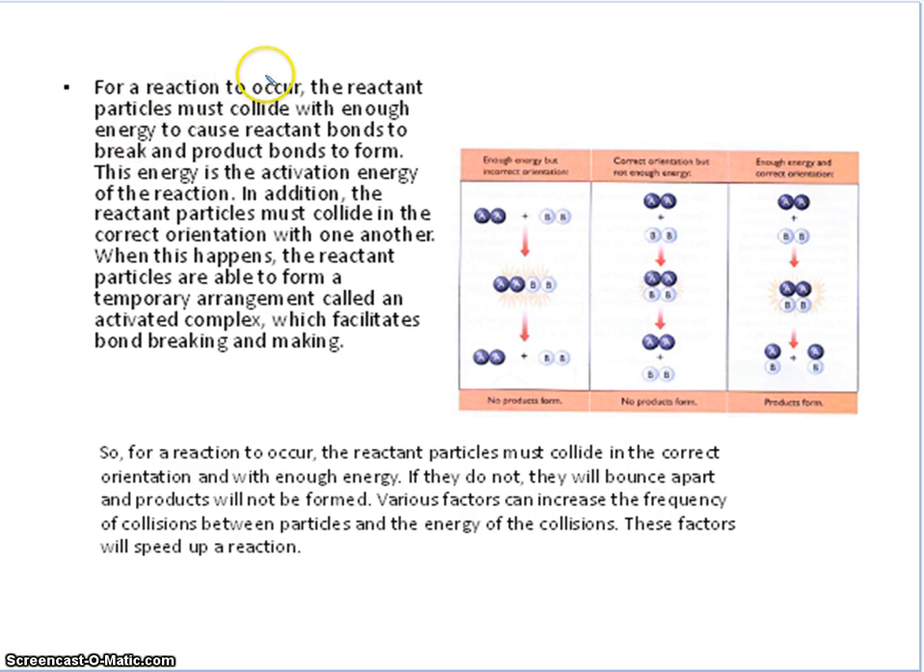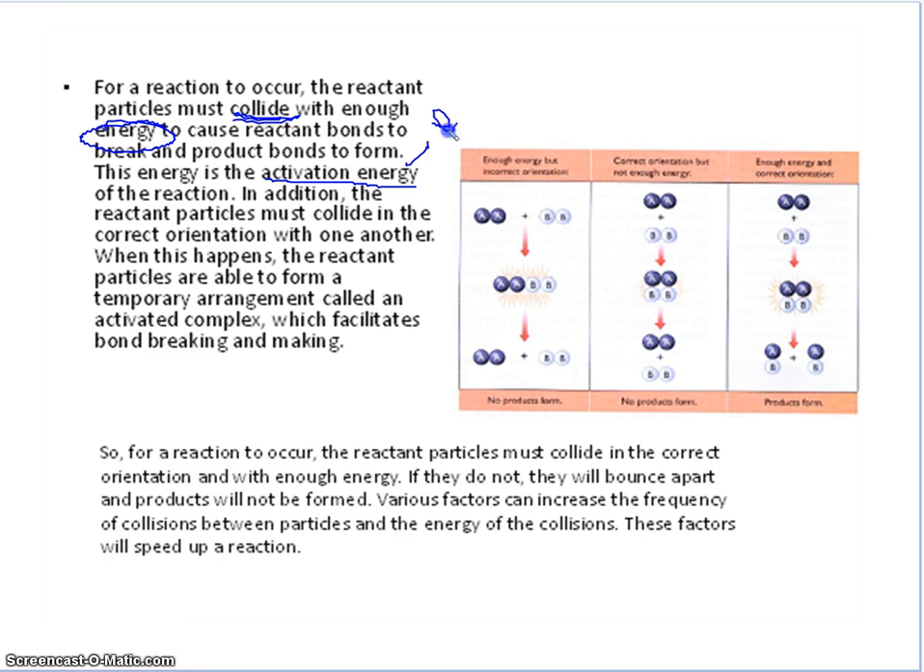For a reaction to occur, the reactant particles must collide. Why is everything always colliding? I swear, chemistry is so violent. Okay, they've got to collide with enough energy, okay, that's important, to cause reactant bonds to break and product bonds to form. This energy is the activation energy.